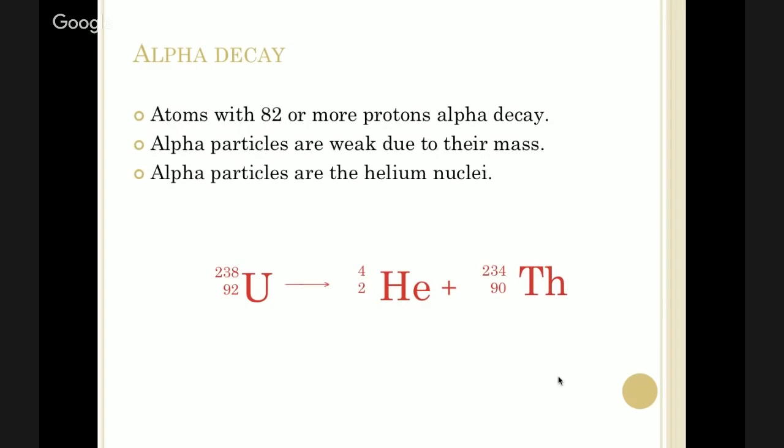Some substances just alpha decay because they're humongous. Do you need to memorize that? No. Tables N and O tell you which ones alpha decay and what an alpha particle is.